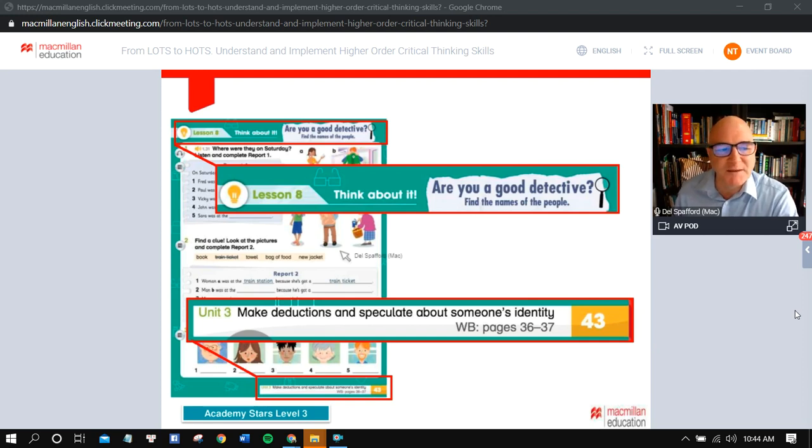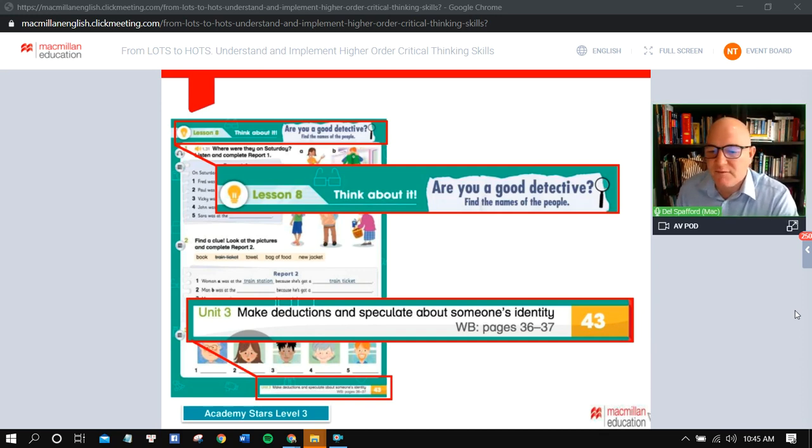If we go back to Bloom's taxonomy, which area of Bloom's taxonomy do you think this one, make deductions and speculate about someone's identity, is addressing? Is this remember, understand, apply, analyze, evaluate, or create? What would you guess? What would you say? Yeah, it's probably analyze, isn't it? But you also need other thinking skills to go around it. But I think that's probably the one that is really targeting the analyzing.